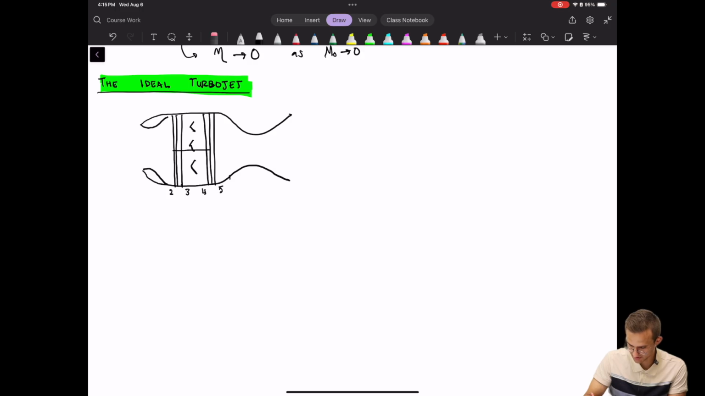Usually not, unless there's an afterburner, not really much going on there. Station 8 is the throat of the nozzle, and station E is the exit of the nozzle. Then we have station 1 here, and then our free stream station out there. In general, we're going to assume that there are no shaft losses.